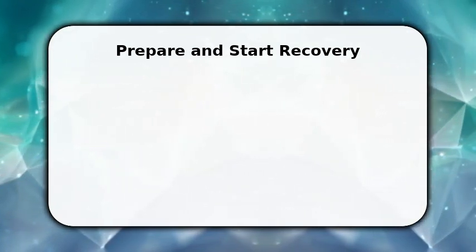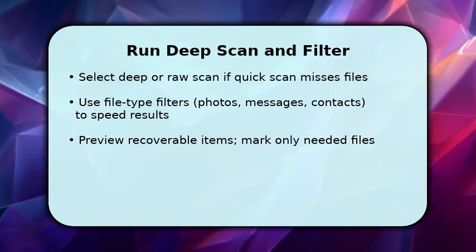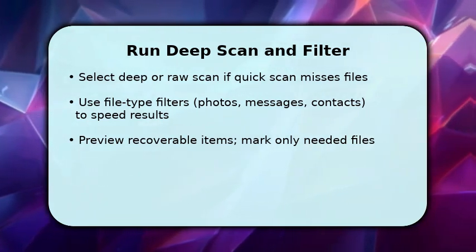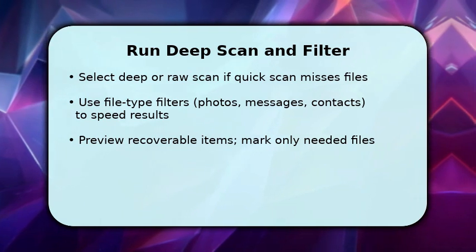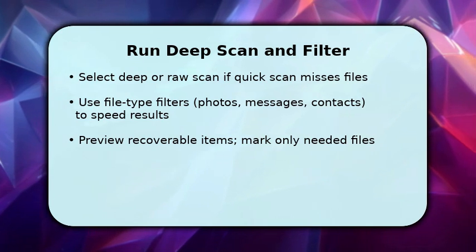Only after imaging do you proceed to scan. This protects recoverable files and maintains chain-of-action integrity. You now execute the core recovery scan. Start with a quick scan to catch obvious files, then switch to a deep or raw scan to parse deleted or fragmented records. While scanning, apply filters for photos, messages, or contacts to reduce noise and shorten processing time.